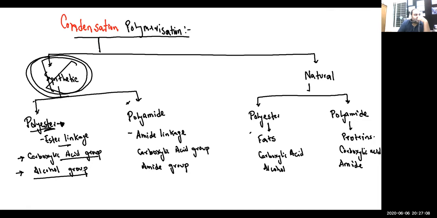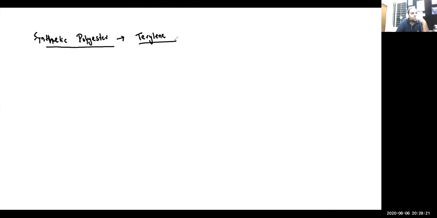Esterification, we studied it in organic. Those who missed it, don't worry, we will recap today. So synthetic polyester. Example, pterylene. In each book, there might be different examples, so you do not need to worry. Pterylene is an example of a polyester.